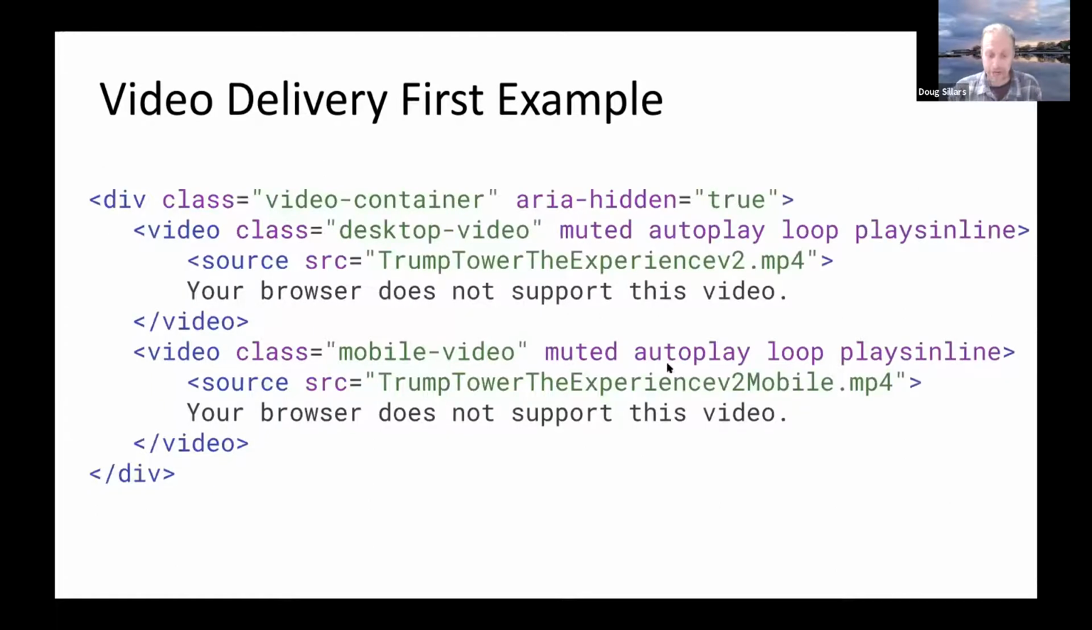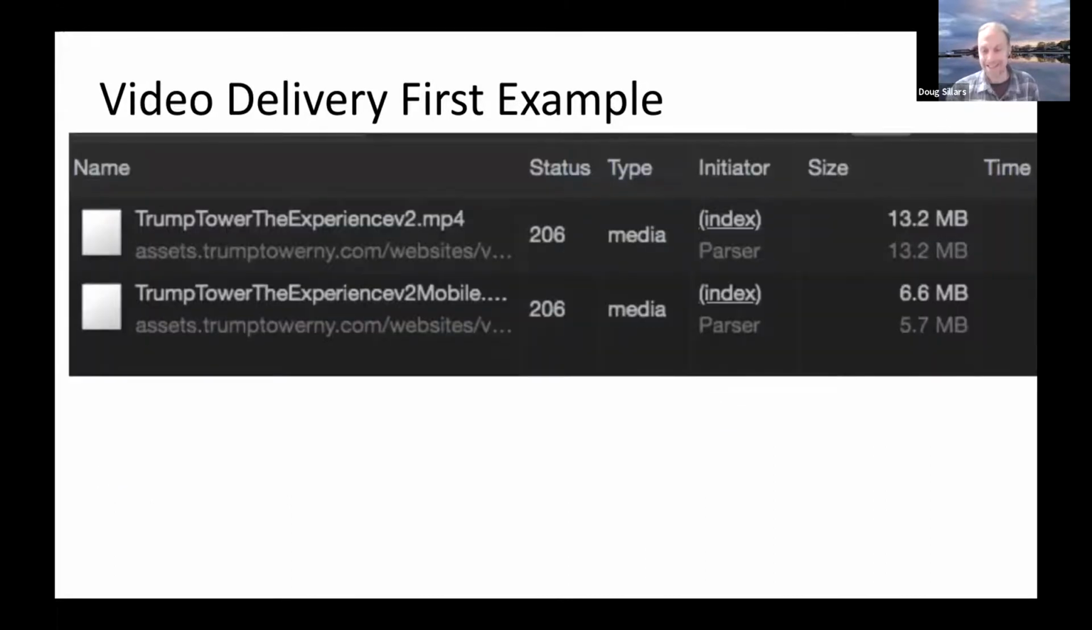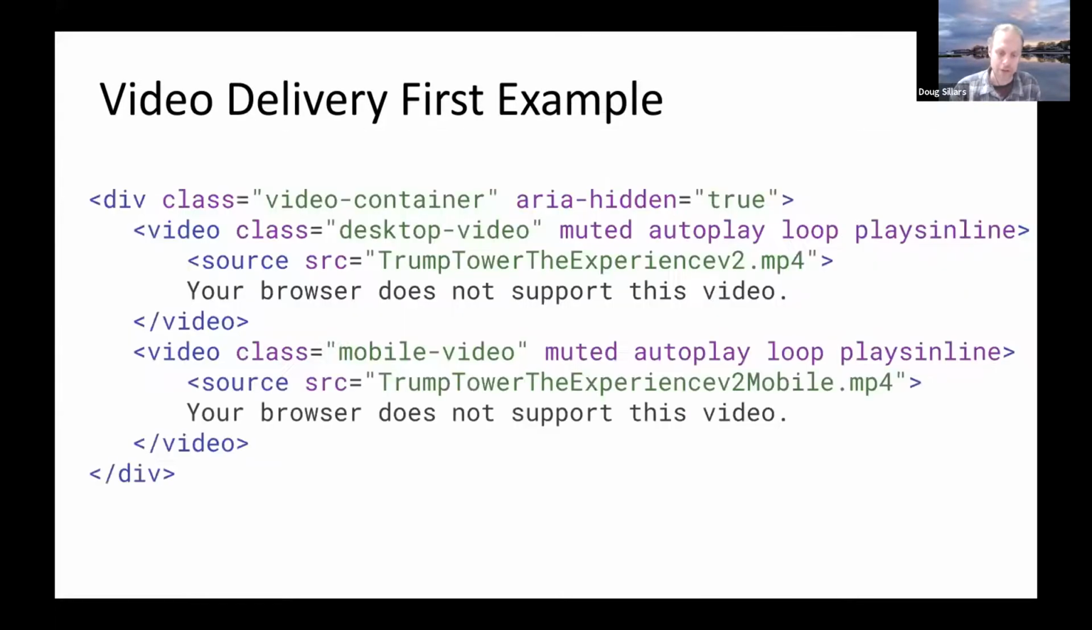So this is the video tag that's inside that web page. And you can see there's a div that's the video container. And then we have a video tag for the desktop video, which loops, and it's Trump Tower the experience. And then there's a second video tag for mobile video that has the mobile version. Now, the problem with this is what you really want to do is you want to have one video tag and you want to use JavaScript to put in one video or the other video. If you put two video tags there, guess what the browser does? It downloads two videos.